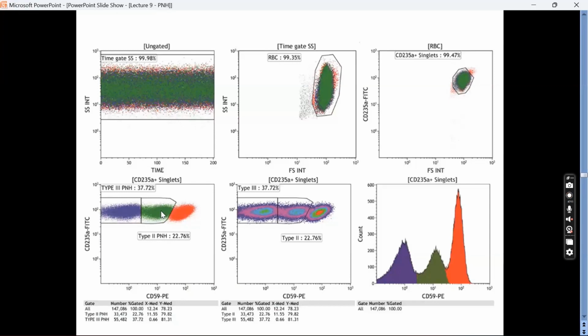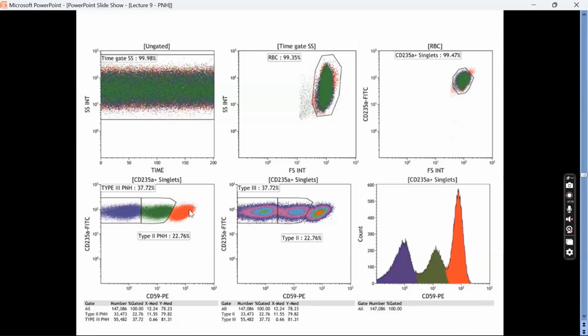And similarly here, whatever falls here is type 2 and whatever falls here is type 1. Now, positioning this may not be as easy as I've shown here. So to do this, you need to do a small experiment-like thing. You take a normal individual or a control sample, and run it.